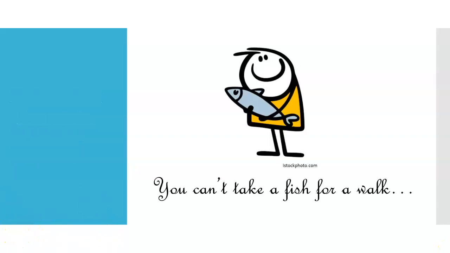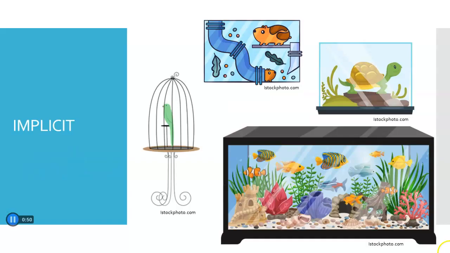Have you ever seen someone take a fish for a walk? Of course not. Let me explain things a little better for you. The first type of animal-assisted intervention is titled implicit.